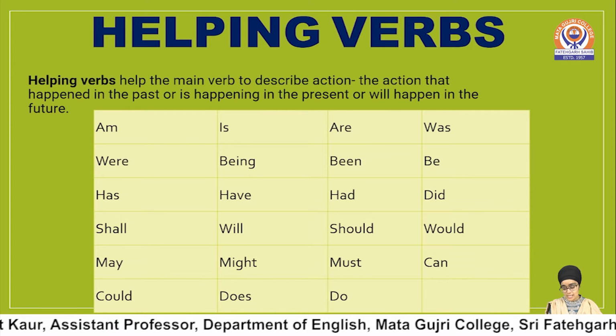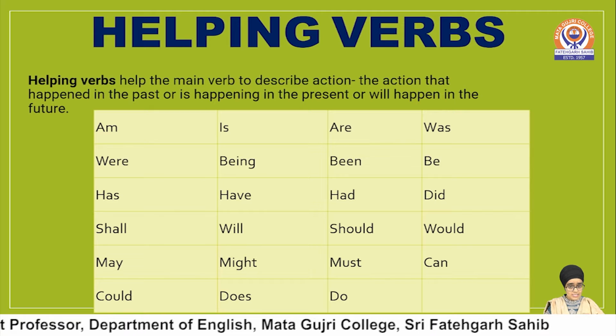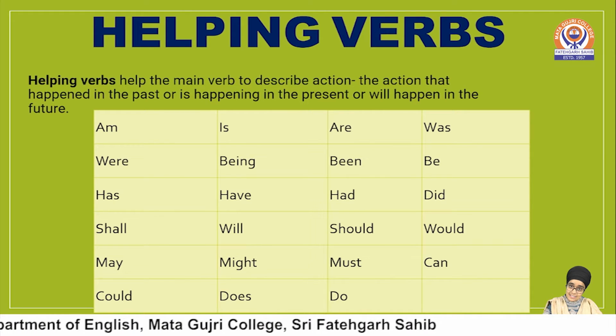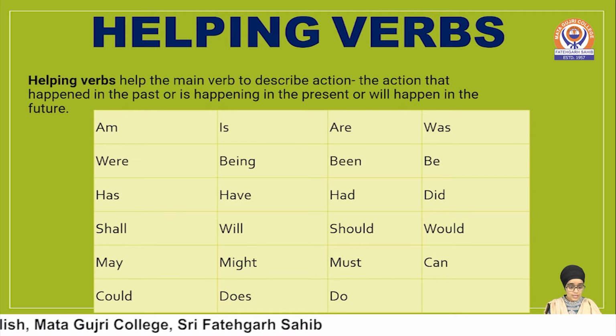So there are various helping verbs. Helping verbs are stative verbs. They denote some state of being, some state of existence, and they help the active verb, the action verb, in describing the action better. So there are various kinds of helping verbs: am, is, are, was. We will be doing one example of each to understand the usage of them.